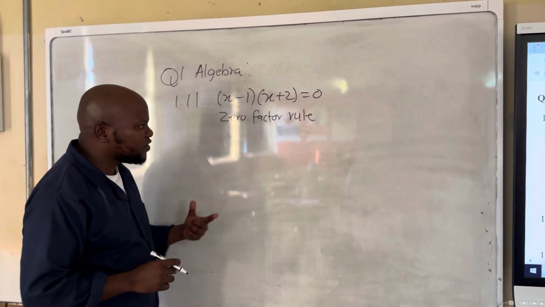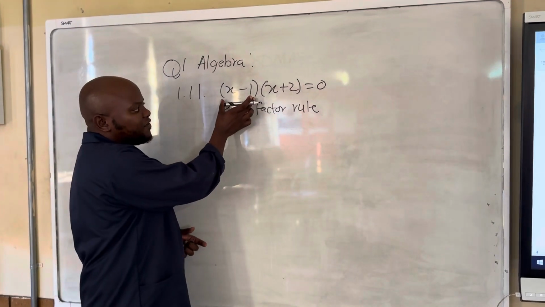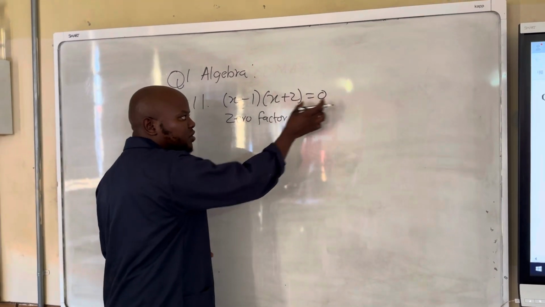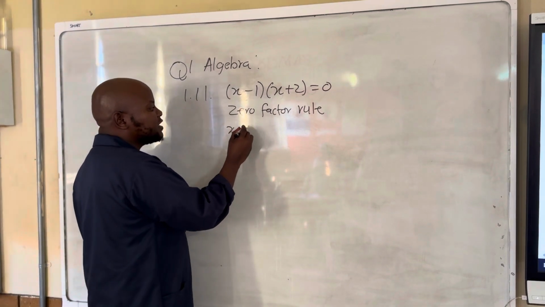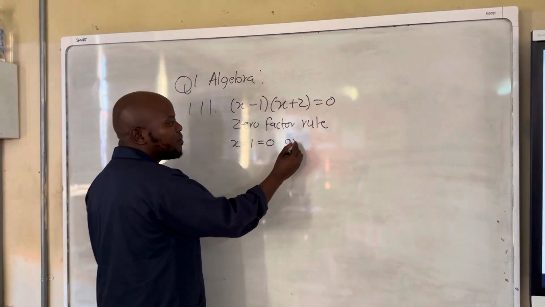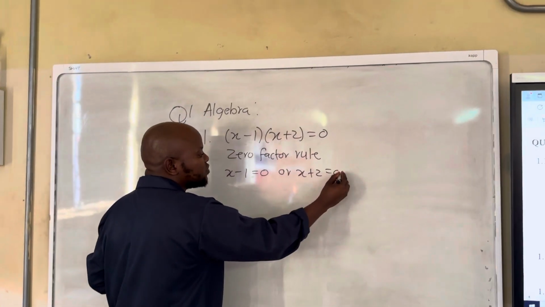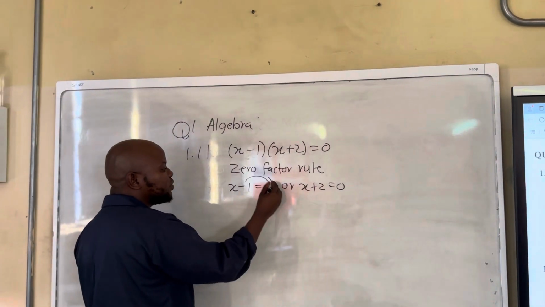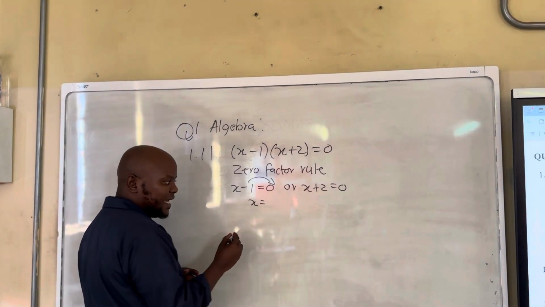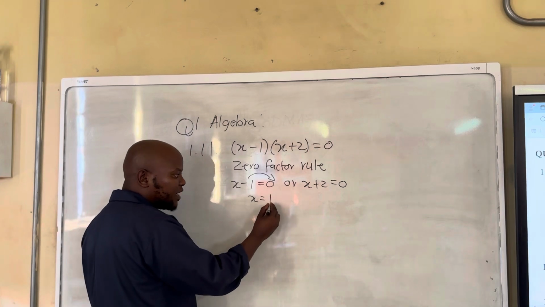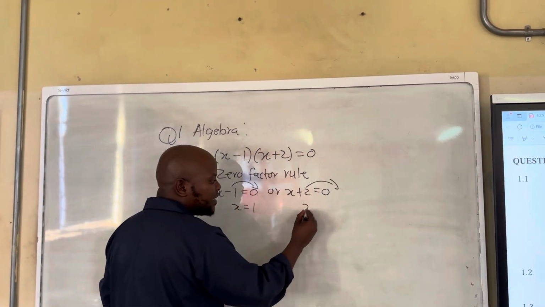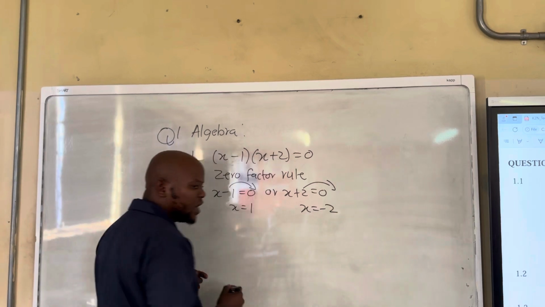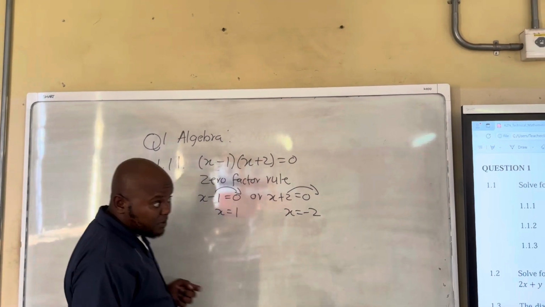What is the zero factor rule? We are taking the first binomial equating to 0, and the second binomial equating to 0. We're going to have x minus 1 is equal to 0 or x plus 2 is equal to 0. What do we do now? We transpose this, so x is equal to 1. On this side, we transpose this positive 2 down to the other side, so x will be equal to negative 2 now.